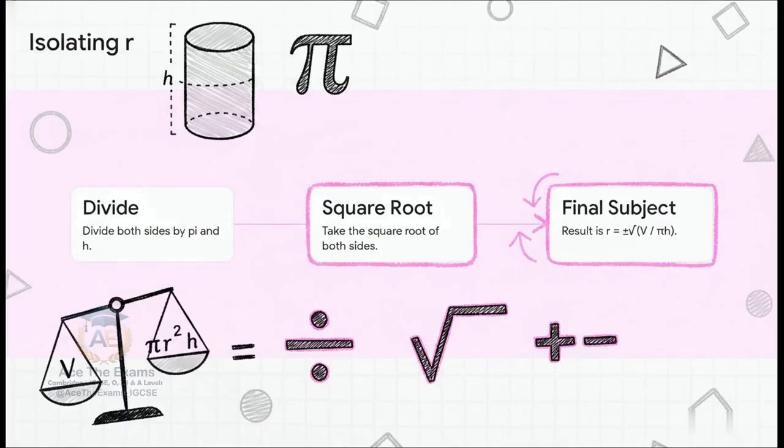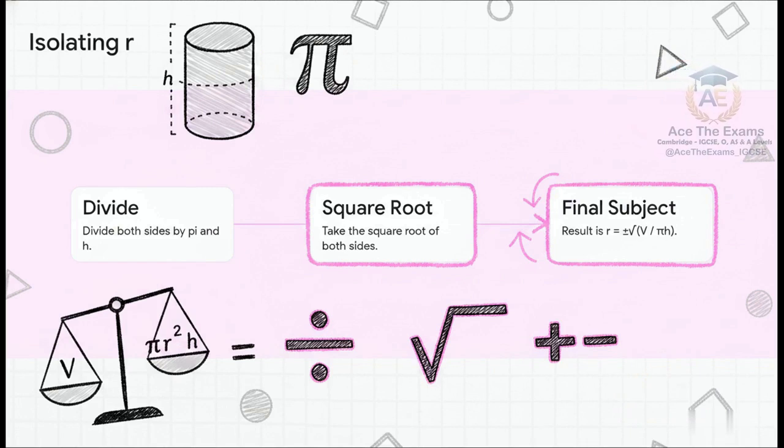Let's look at how this precise tool unlocks real-world math problems. Here is the standard formula for the volume of a cylinder. V equals pi times r squared times h. What if you're given the volume and the height and you need to find the radius? We have to make r the subject. Step 1. Divide both sides by pi and h. This leaves r squared sitting entirely isolated on the right. Step 2. How do we undo a square?